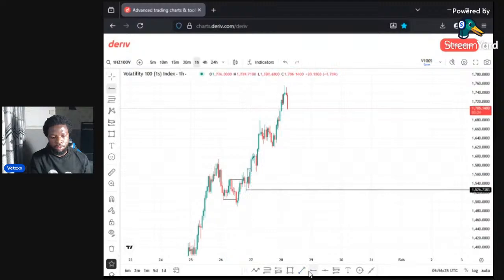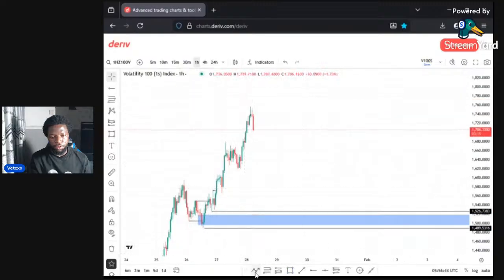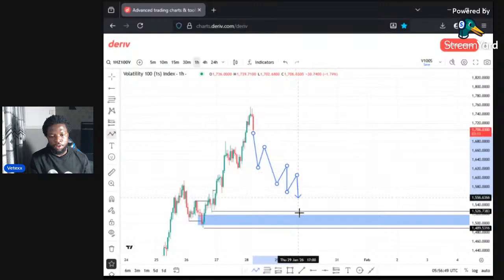These are protected low, and then these are point of interest. So price is expected to tap into this zone. Move, move, move. Come here and start giving us a buy continuation on the lower time frame.